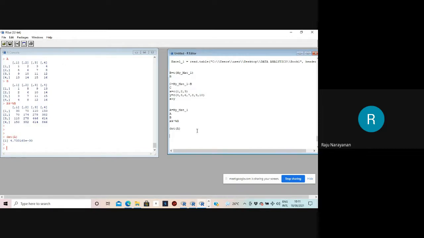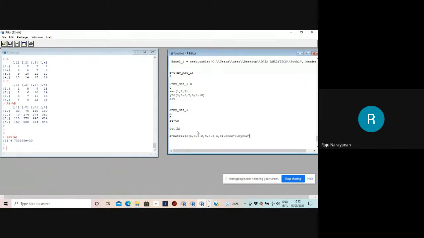Okay? Now let us take a 3 by 3 matrix. A is equal to matrix, c bracket 6, 3, 8, 2, 9, 5, 3, how many elements? 3 plus 4, 7, 6, 8. What is the next parameter we have to give? nrow is equal to 3, byrow is equal to TRUE.